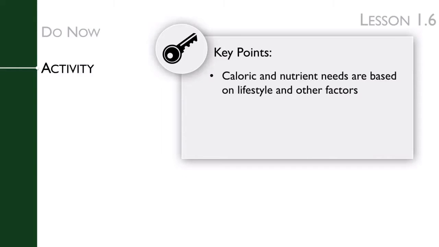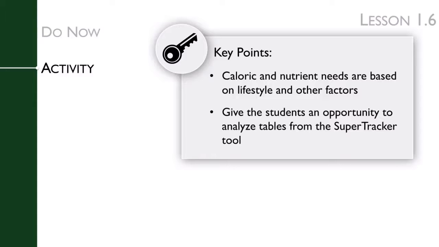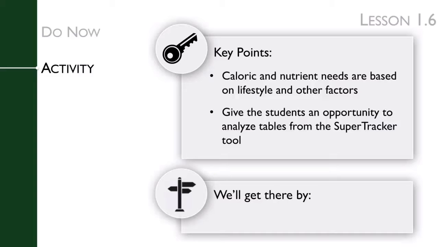The key points of this lesson's activity are that caloric and nutrient needs are based on lifestyle and other factors, and to give the students an opportunity to analyze tables from the Super Tracker tool. We'll get there by having a case study where students will analyze the diets from 3 fictional characters.